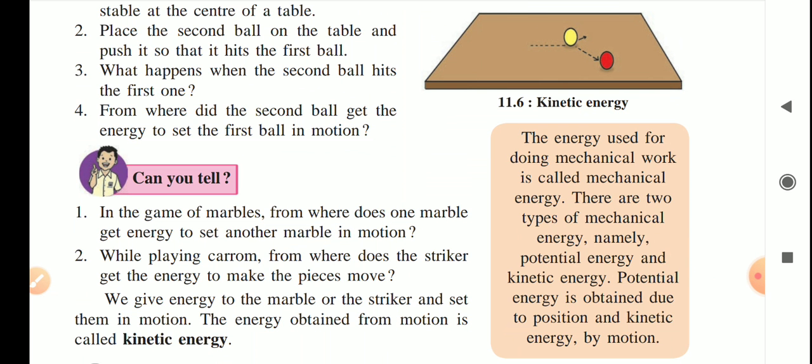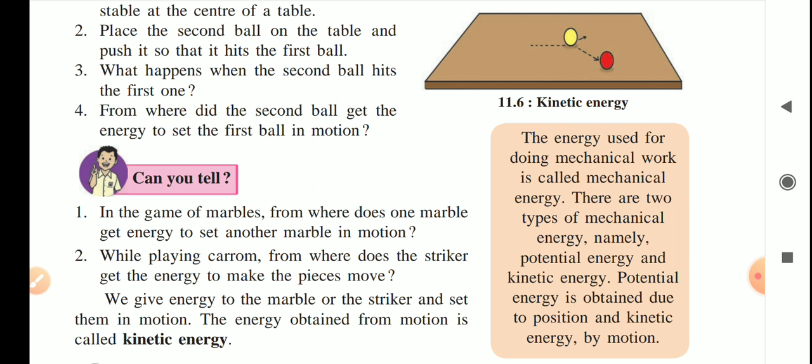We give energy to the marble or striker and set them in motion. We apply our muscular force and we give them energy to set them in motion. Now the energy obtained from motion is called kinetic energy, right? So what is the definition of kinetic energy? The energy obtained from motion is called kinetic energy. Now when you hit a carom piece with another one, there will be kinetic energy. So the energy obtained from motion is called kinetic energy.